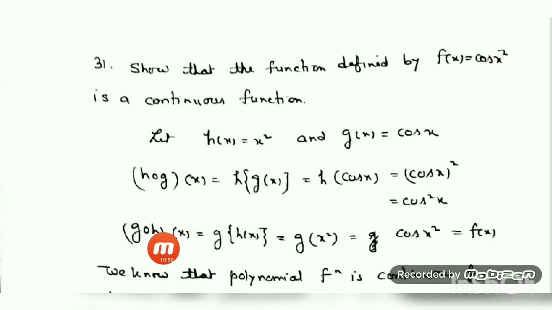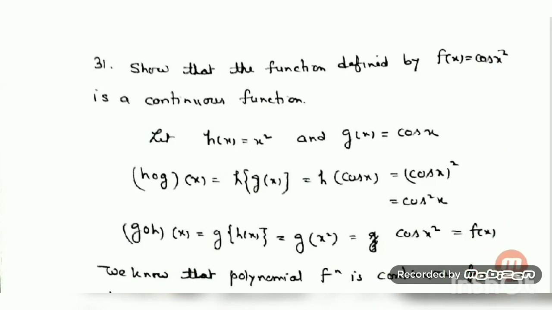Then let us find out g o h. If you had got your required function here, then no need to proceed further. But as I have not obtained cos of x square when finding h o g, I have to find out g o h of x. By definition, it will be g of h(x). What is h(x)? It's x square. So you see now g of, suppose it is y. If it is g of x, it is cos x. So g of y will be cos of y. That means g of x square will be equal to what? Cos of x square. And then you see g o h of x is equal to your f(x).